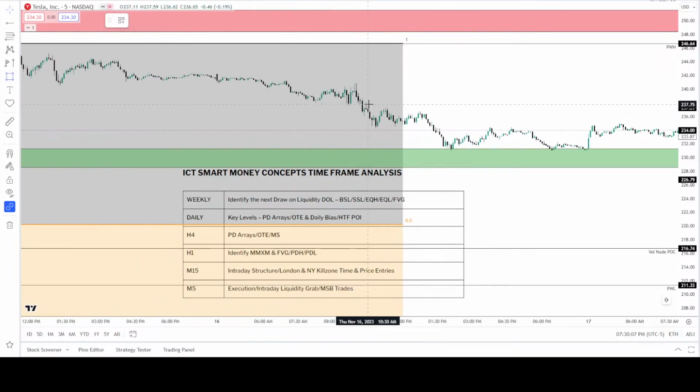So here would be one. This is during the morning session where we start to consolidate. You can see a lot of activity if you look at just candle body opens and closes.